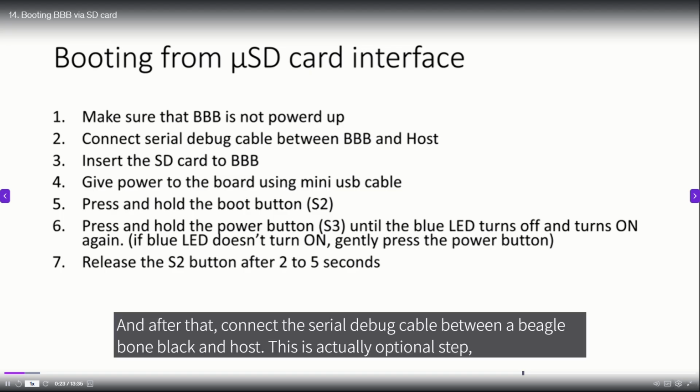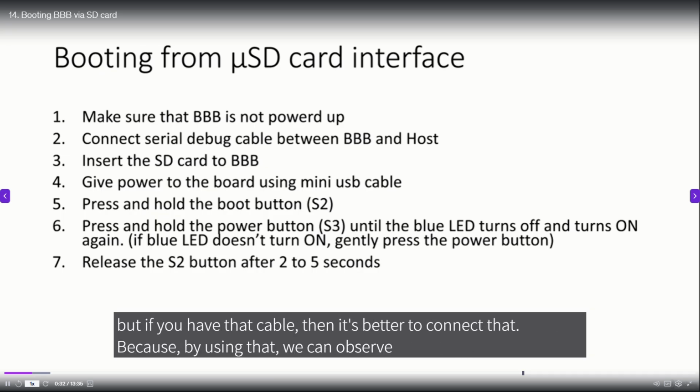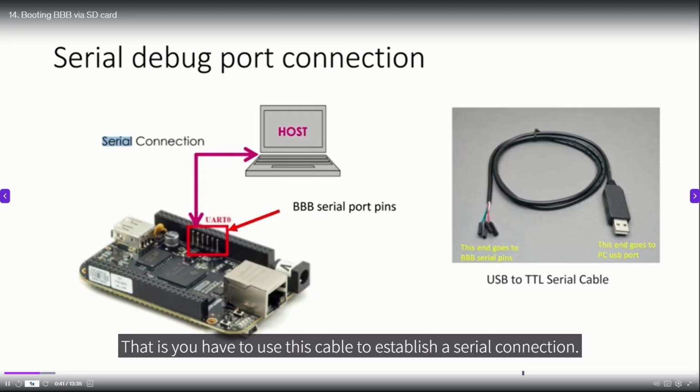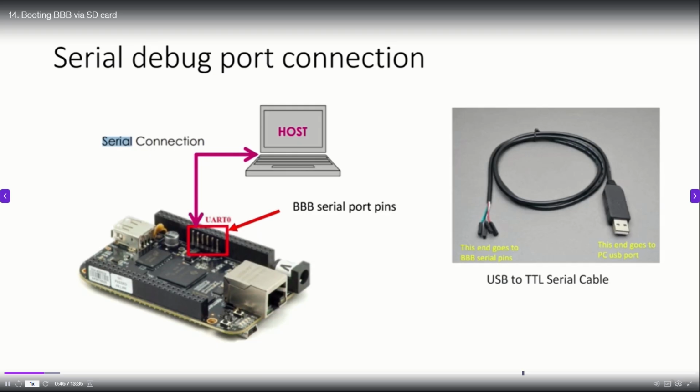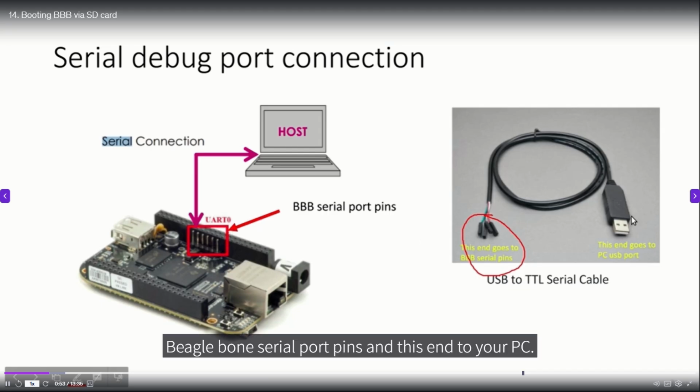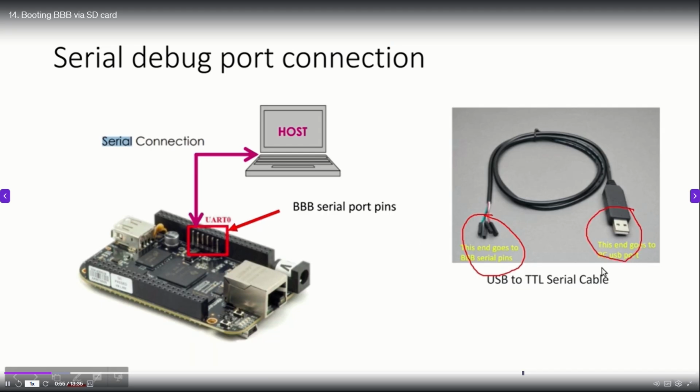And after that, connect the serial debug cable between BeagleBone Black and host. This is actually an optional step, but if you have that cable, then it's better to connect that, because by using that we can observe the early boot messages of the kernel. That is, you have to use this cable to establish a serial connection. Just connect this end to BeagleBone serial port pins and this end to your PC.